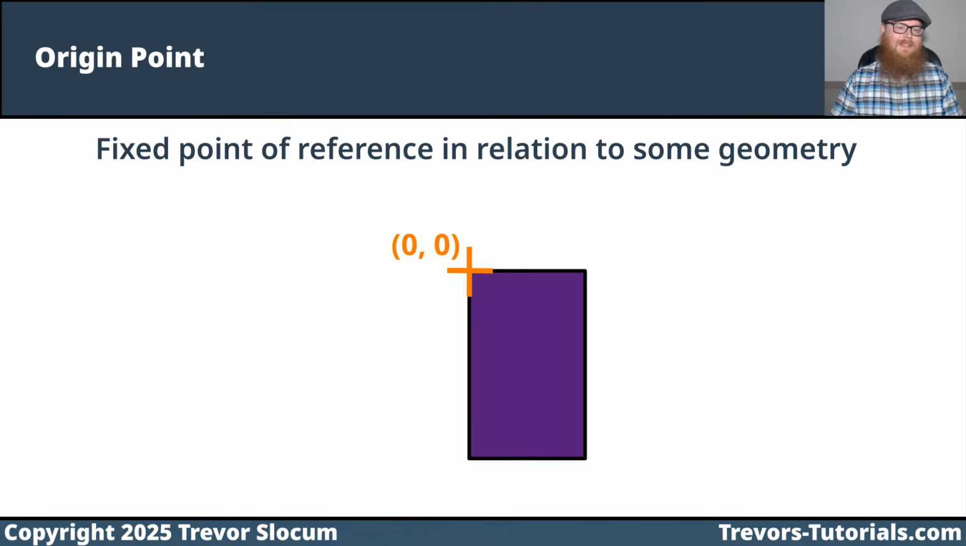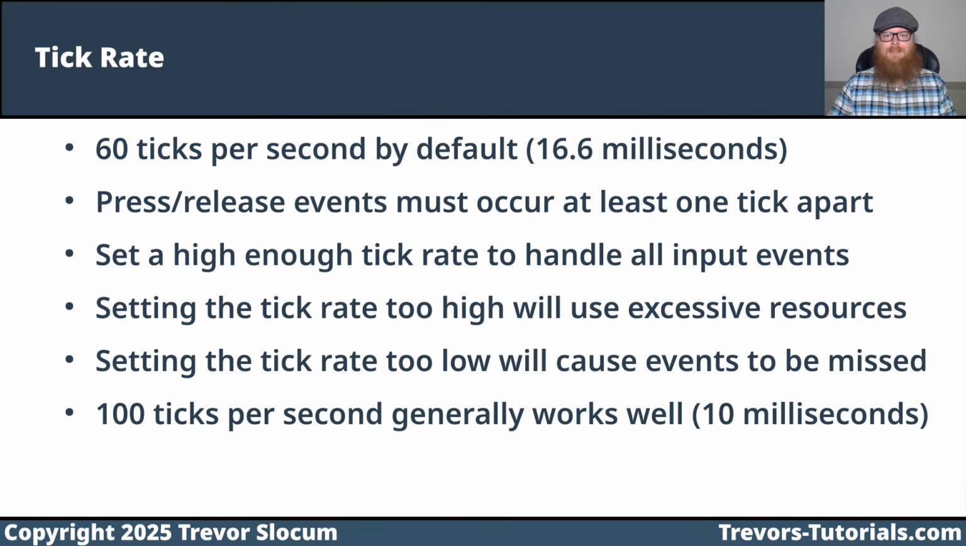origin point. Ebitengine has a default tick rate of 60 ticks per second, or about every 16.6 milliseconds. Any key press or release events must occur at least one tick apart for us to observe them. If a key is pressed and released in the time between two ticks, when our update method is called during that second tick, we would only see the key in the release state. So we need to set a high enough tick rate so that we handle all of the input events.